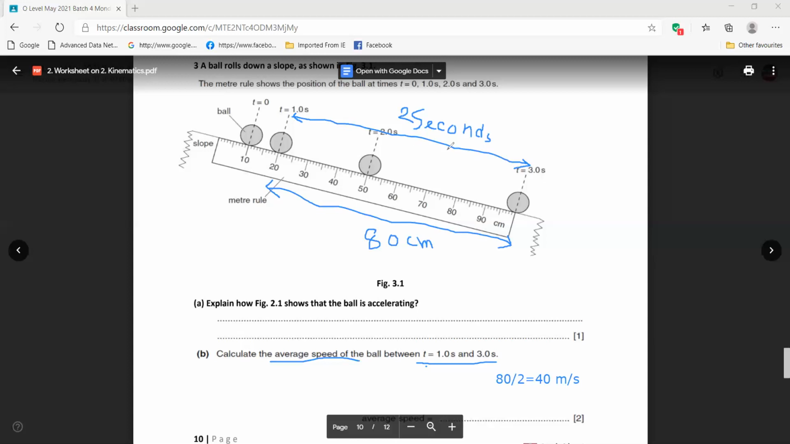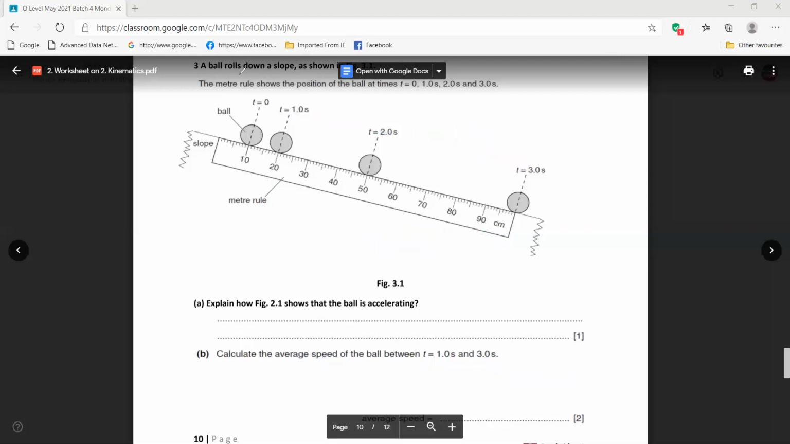Yes, sir. How it is 2 seconds? Then total distance traveled from 20 to 100 is 80 centimeter. Then average speed is total distance traveled divided by time taken. It is 40 centimeter per second. Till now, is it okay? We can continue with the next part. Sure, sir. Okay, we are going to the next part.